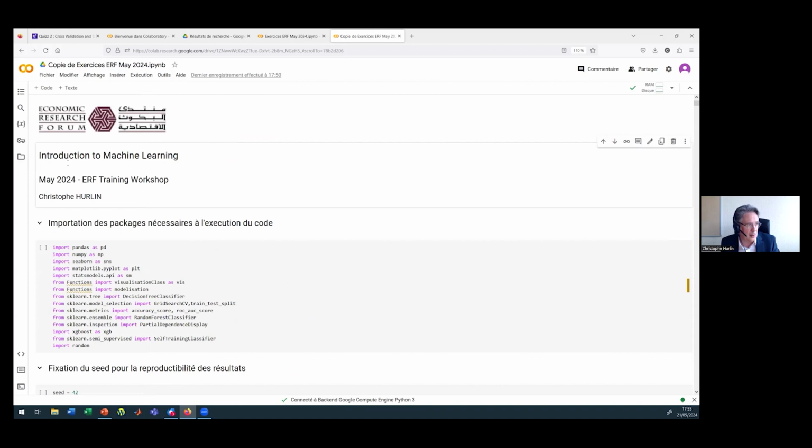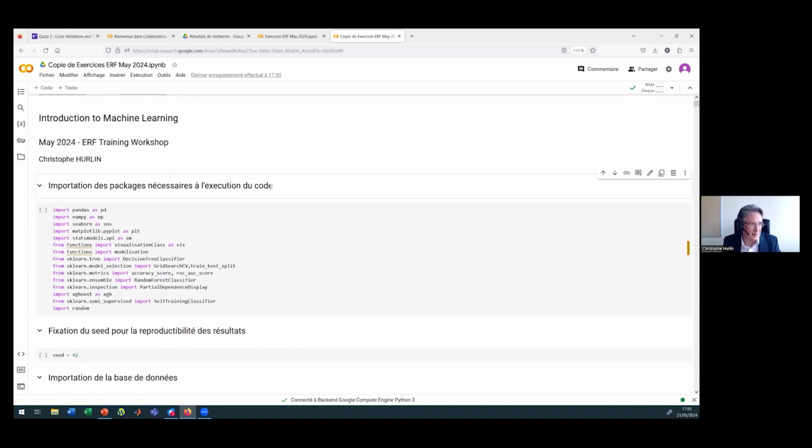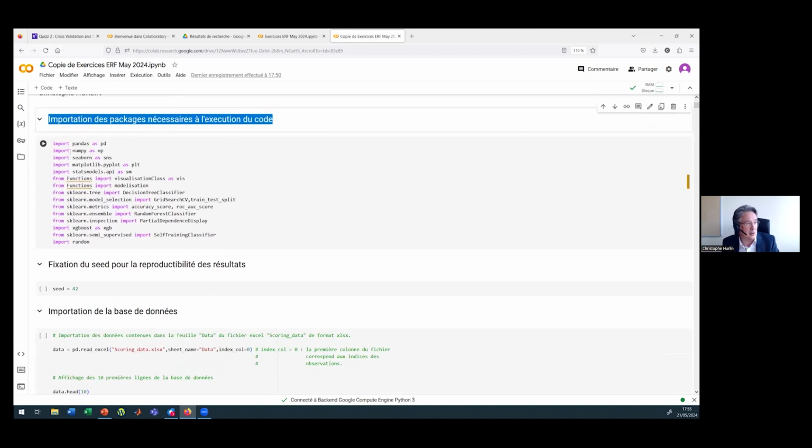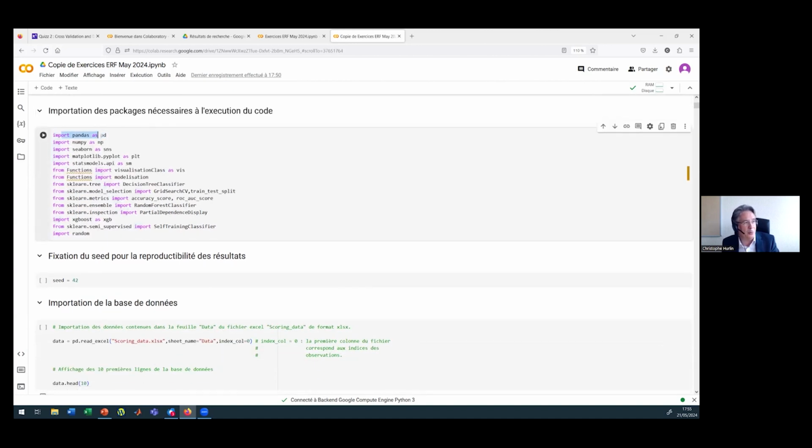Then here I have some blocks of text. I will not translate the text, which is in French, but I consider that it is easy to understand. And then I have some blocks of Python commands. For instance, in this block, I import some different packages that I have to import to run my code.